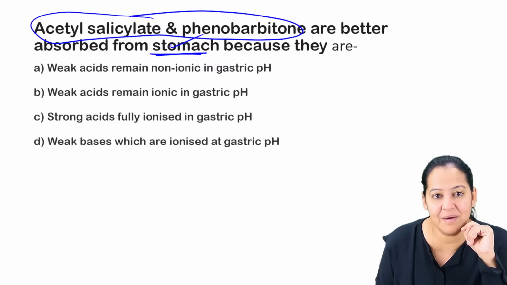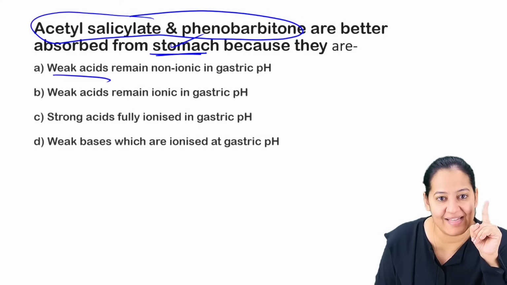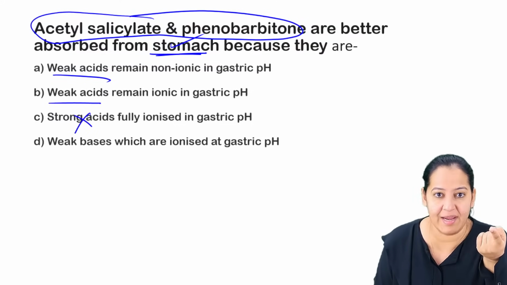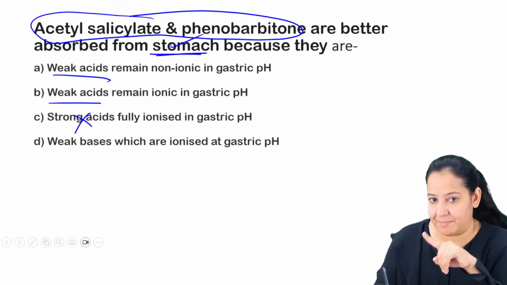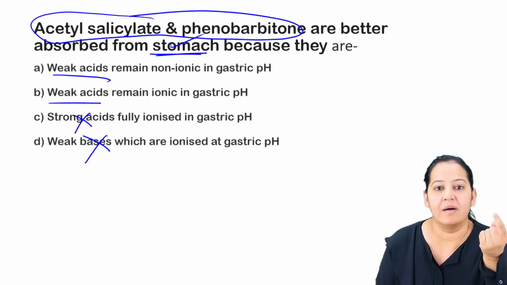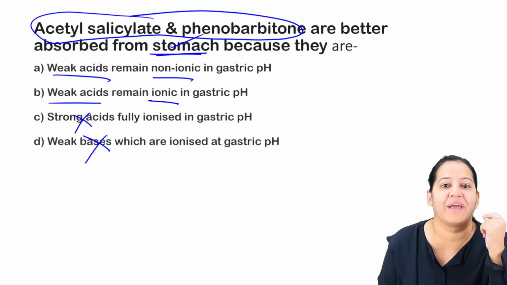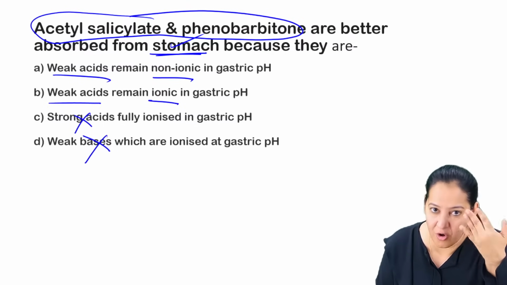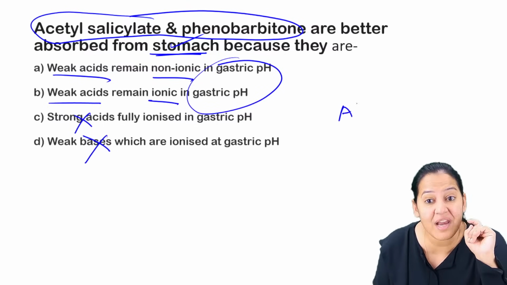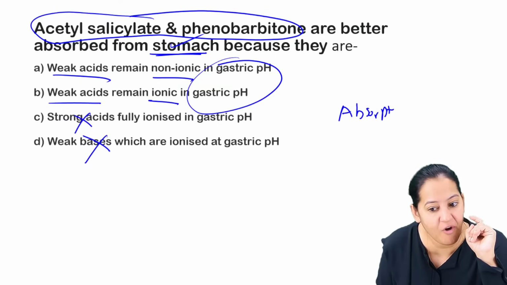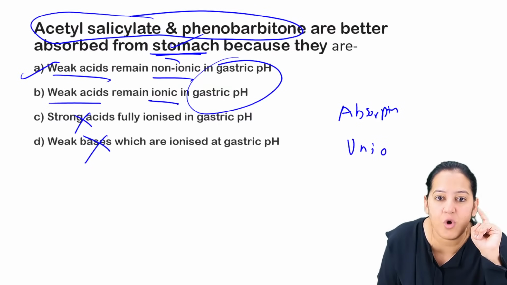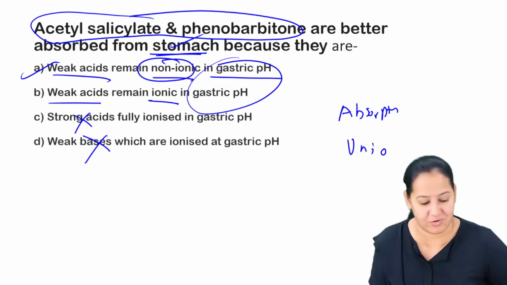Why are they absorbed from stomach? Because they both are weak acids. They are not strong acid. They are weak acids. Okay. Acidic drugs are absorbed from acidic medium. They are not bases. Okay. They are acidic drug. But do they remain ionic or non-ionic at gastric pH? At gastric pH they are absorbed. And absorption wala form kaun hai? It is the unionized form which gets absorbed. So answer is A. They are non-ionic at gastric pH.